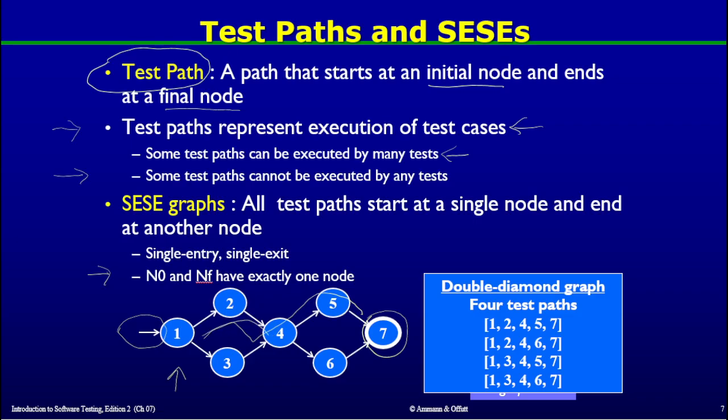In the same way, this path 1, 2, 4, 6, 7, another 1, 3, 4, 5, 7, and then another path 3, 4, 6, 7. All the paths are starting from the initial node and ending at the final node, which is the node number 7. So these paths are representing that they are starting at the initial node and ending at the final node, and these are also examples of test paths. And by definition, a test path starts at an initial node and ends at a final node.